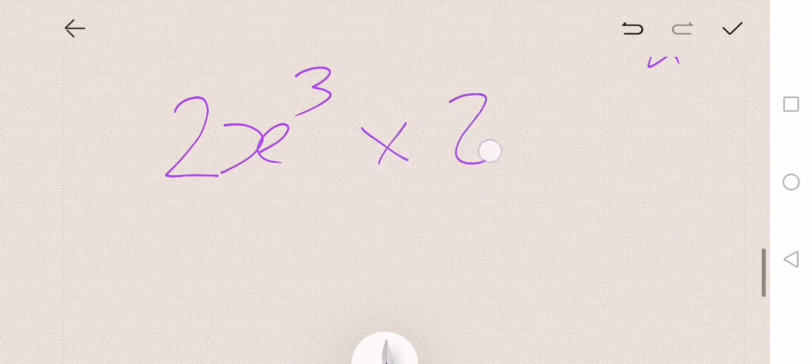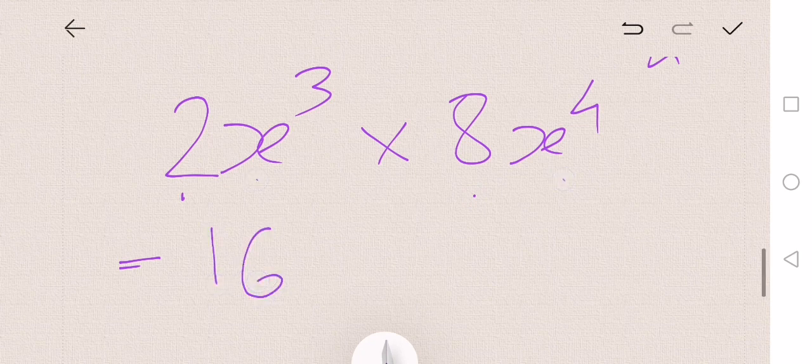Let's say 2x to the power 3, and let's say 8x to the power 4. So how do you do it? Very simple. 2 and 8, you need to multiply. So 8 times 2 is 16. Then x and x, you just need to write down x, but then 3 plus 4 is 7. See how beautiful that is?